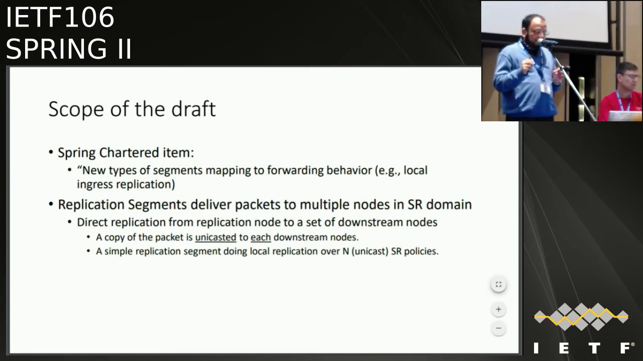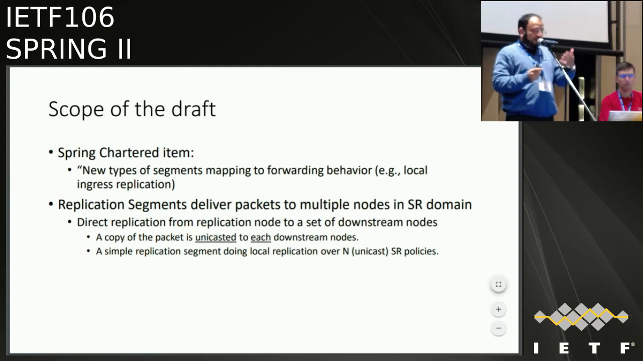Replication segments deliver packets to multiple nodes in the SR domain, but it's a direct replication from the ingress to the set of downstream egress nodes. A copy of the packet is unicast to each of the downstream nodes. In a way, you can think of it as a simple replication segment with local replication over n SR policies.